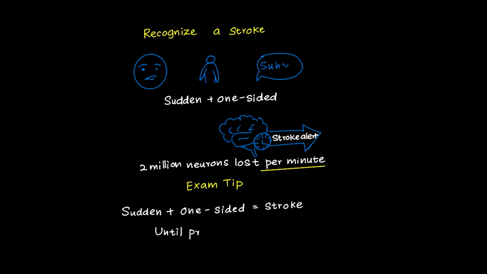Here's a WGU D446 OA exam tip for you. Sudden onset plus one-sided neurological signs equals stroke until proven otherwise. Recall hook. Sudden plus one-sided equals stroke every single time.